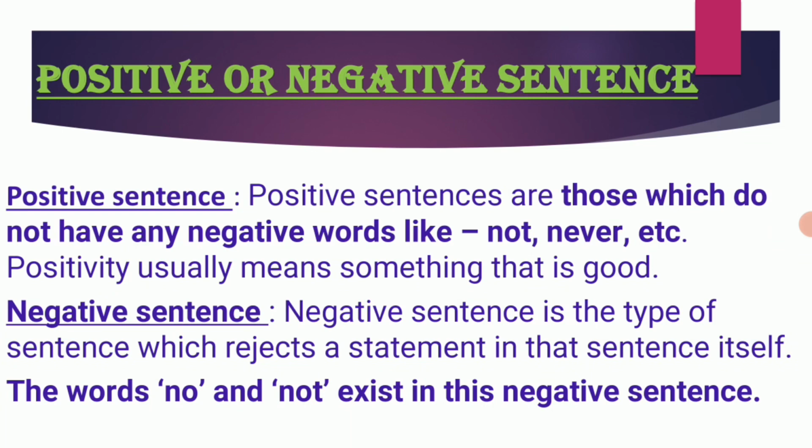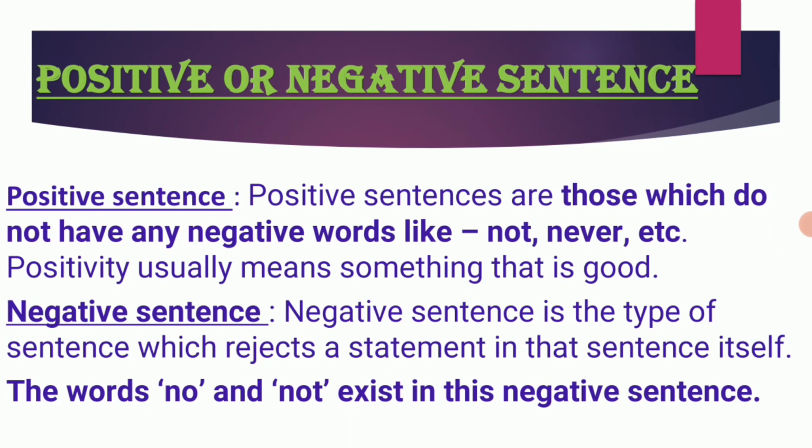Next, let's come to negative sentences. Quite obviously, it is just the opposite of the positive sentence. A negative sentence is the type of sentence which rejects a statement in the sentence itself. And the words used for negative sentences are no, not, never. If these words are there in the sentence, then it is called a negative sentence.